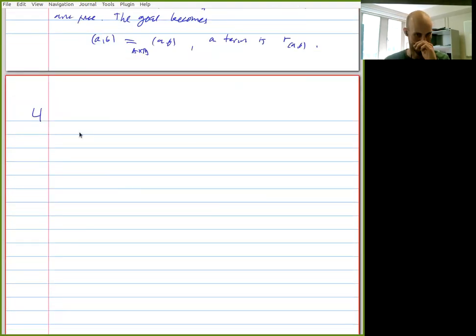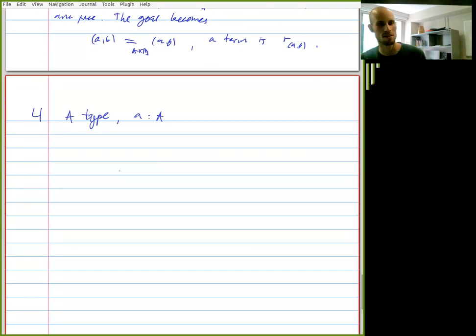Okay, so now we come to question 4, which says the following. So A is a type, and we have some element, small a of capital A. We're going to show that REFL is unique among paths starting at a, but with the other endpoint being free. So this is the sort of uniqueness that REFL enjoys. And this is actually one way of justifying or explaining the elimination principle for identity types. So let me write out the expression we want to show.